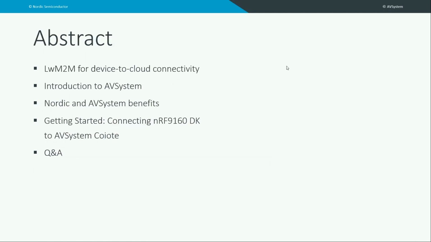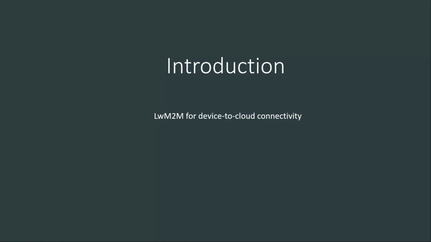So just a quick abstract. I'll go through lightweight machine-to-machine for device-to-cloud connectivity, and then I'll hand it over to Marcin for an introduction to AVSystem. Next, I'll talk quickly about Nordic and AVSystem benefits before I hand it over to Seppo for the demo itself: connecting the nRF9160 DK to AVSystem Coiote, and then connecting to nRF Cloud location services from there. So without further ado, we can get started.